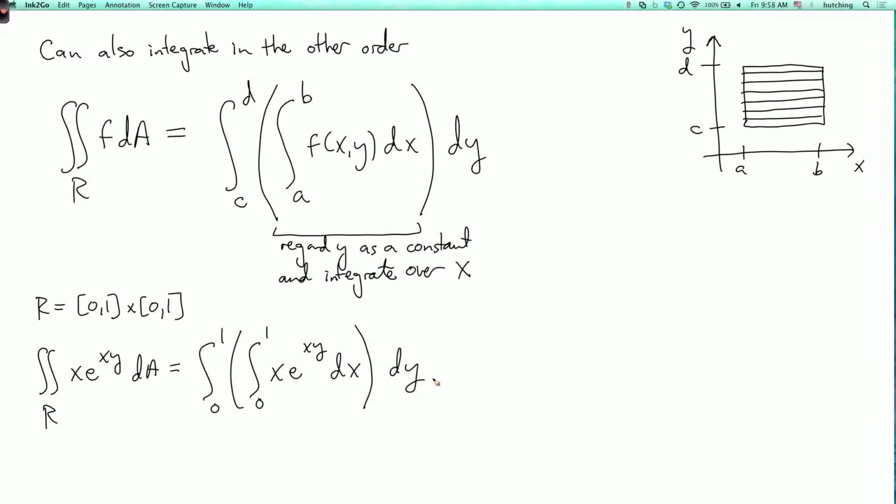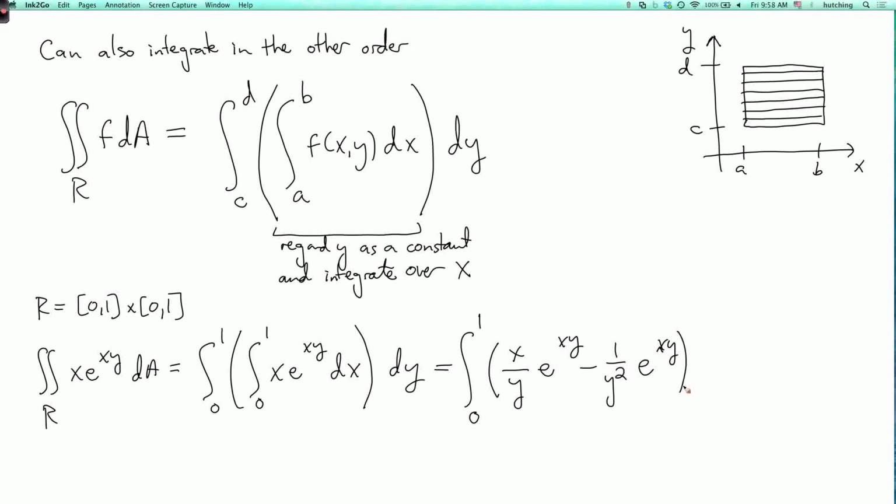Okay, so how do I integrate this over x? Well, you can use integration by parts to integrate over x, and I'll spare you the whole calculation and just show you what you get. So you get x over y times e to the xy minus 1 over y squared e to the xy. You can just differentiate this and see that it works.